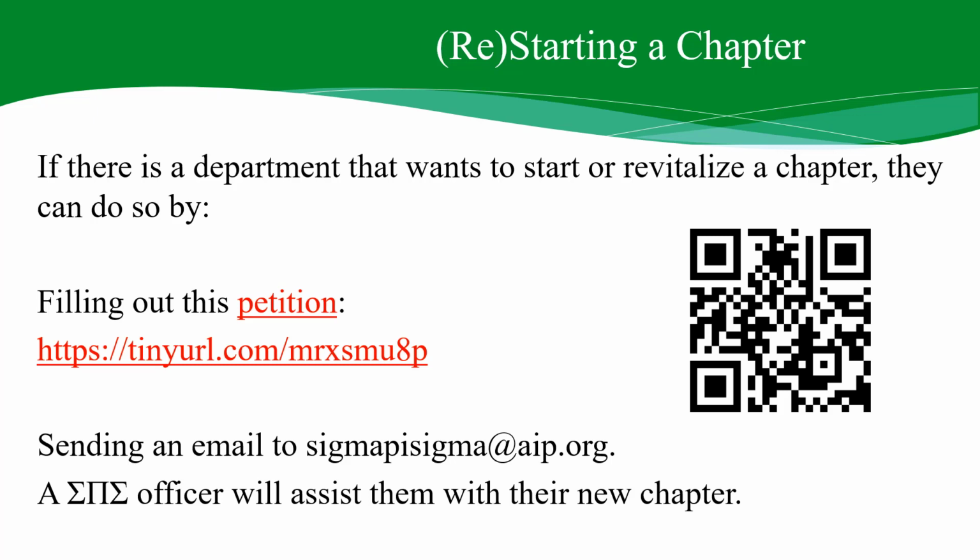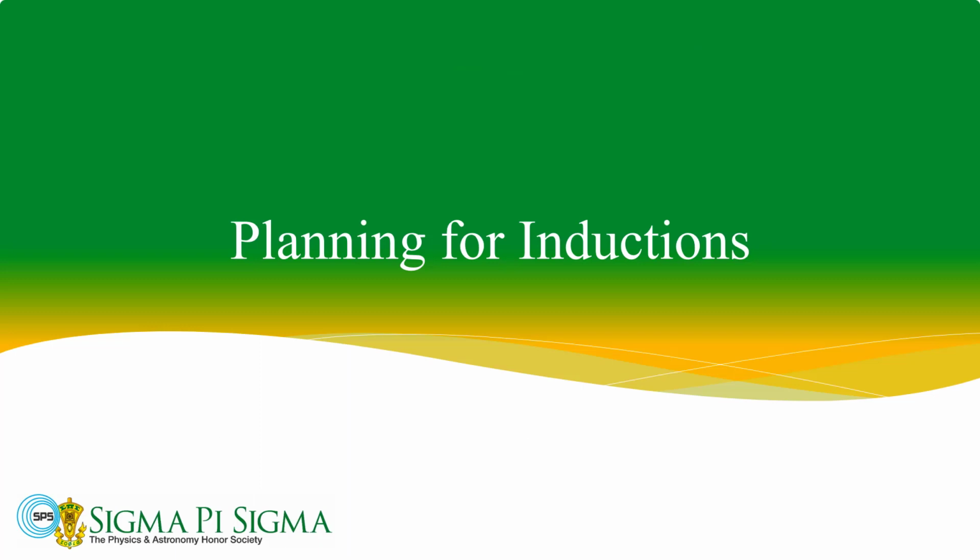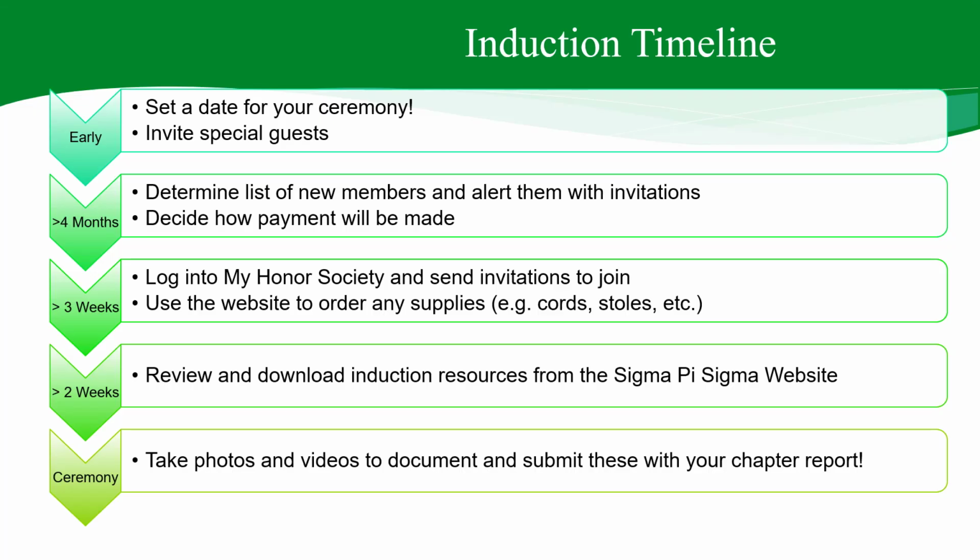So now let's talk about planning for inductions. I'm going to start with an induction timeline. I know that we're getting pretty close to when inductions typically happen, so some of these dates may have already passed. Early on, when you're planning your inductions, you want to set a date for your ceremony. This is a great time to reach out to special guests and invite them. These can be alumni, they can be national office staff, they could be the Sigma Pi Sigma president. This is a great time to reach out way ahead of time and get it on their calendars.